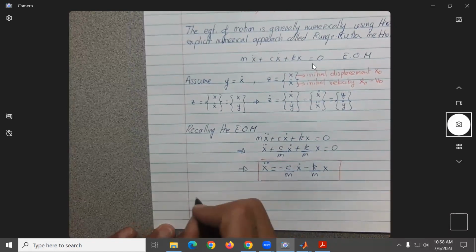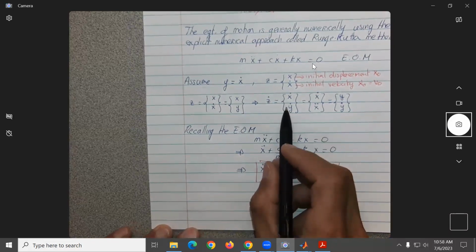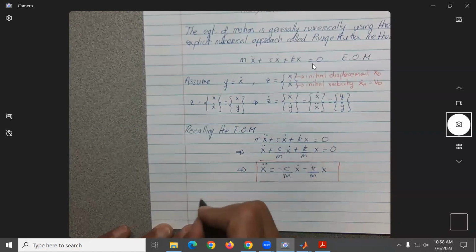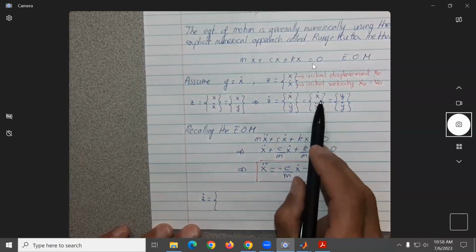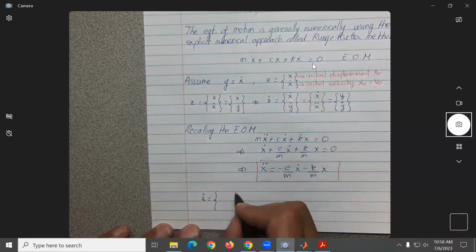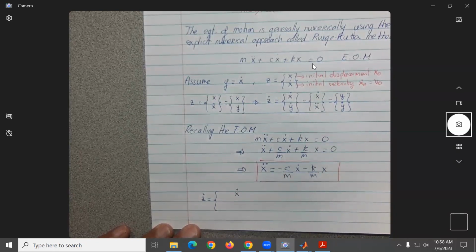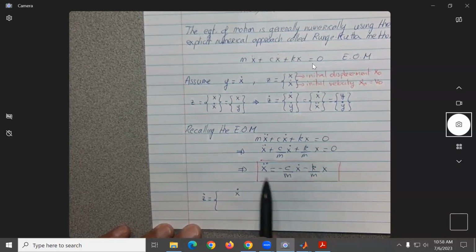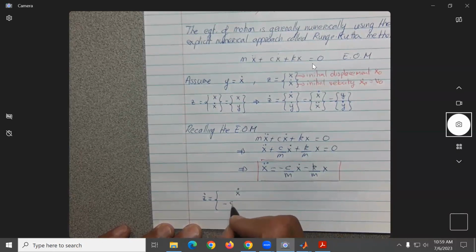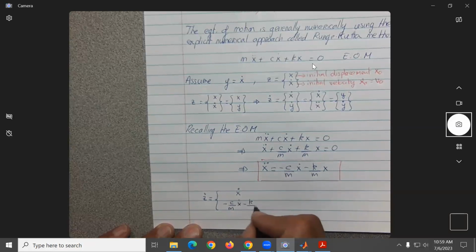Okay, then let's go back to this function over here. So z dot will be equal to what? It's different ones, but z dot will be x dot, if I use this formula here, correct? Then x double dot. But what would be x double dot? This expression here, the one we need to replace. So it will be minus c over m x dot minus k over m x.